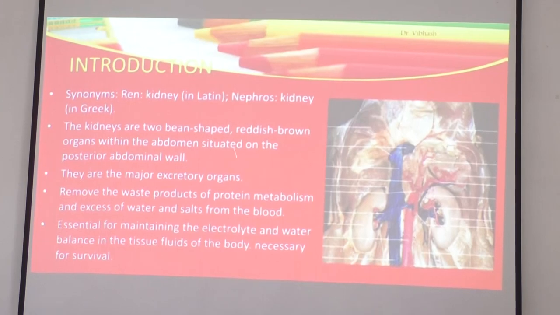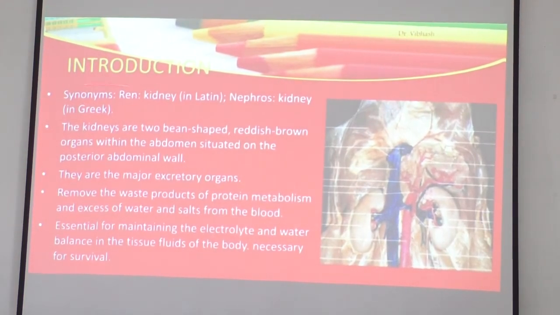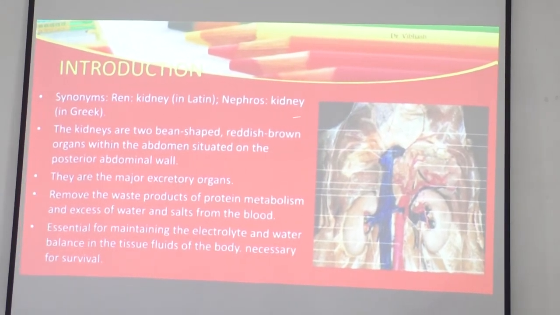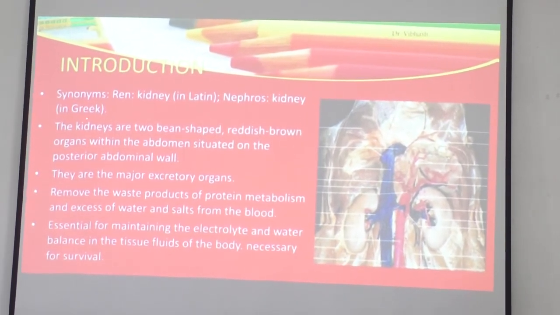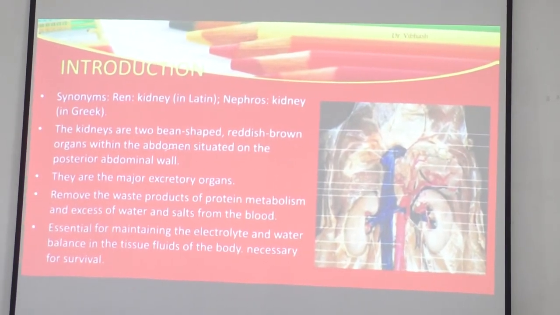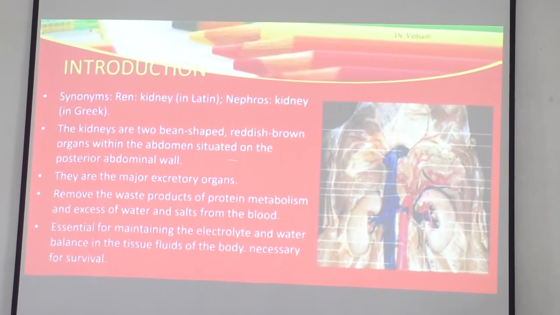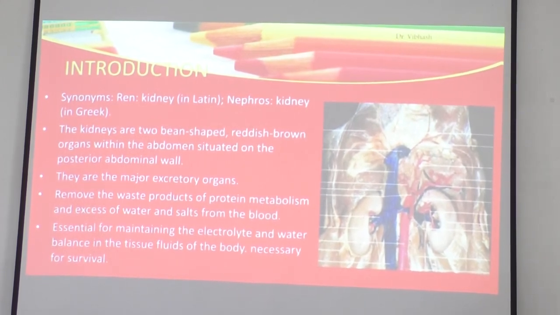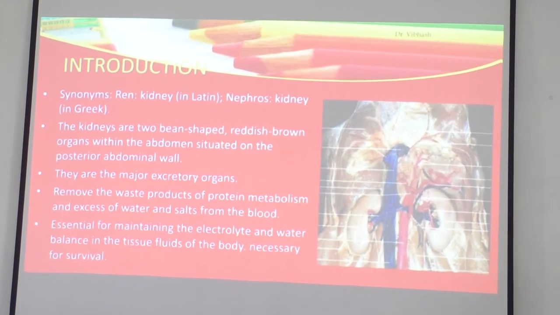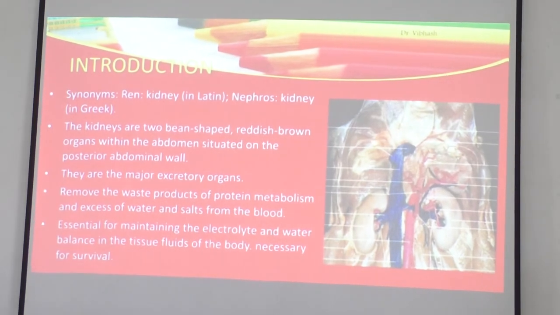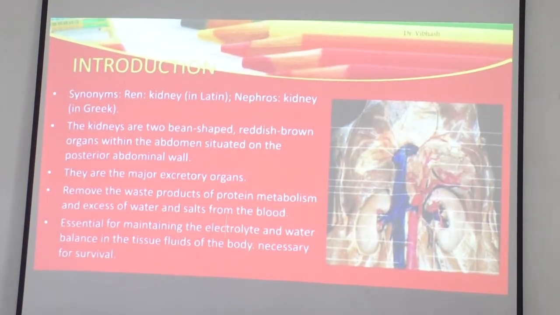Okay, kidney in Latin is renal. What is synonymous to the kidney? Nephros, it means kidney in Greek. Okay. So these are the two kidneys. Kidneys are two bean shaped reddish brown organs within the abdomen, situated on the posterior abdominal wall, and they are the major excretory organs. They remove the waste products of protein metabolism for our survival.